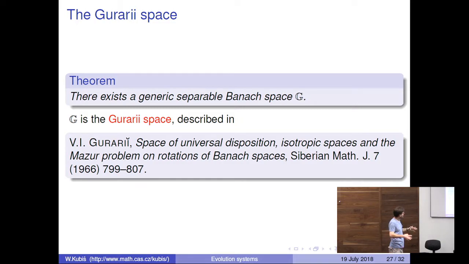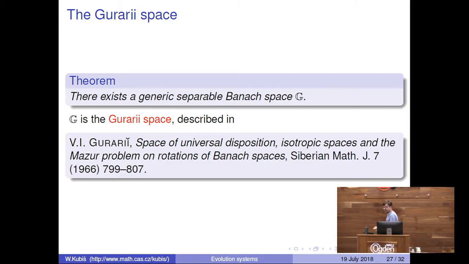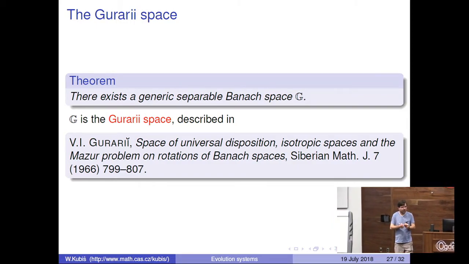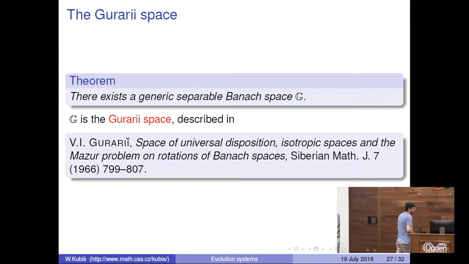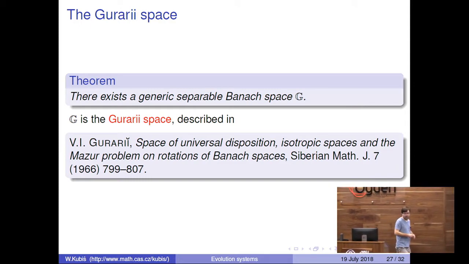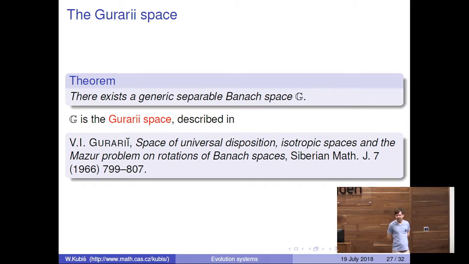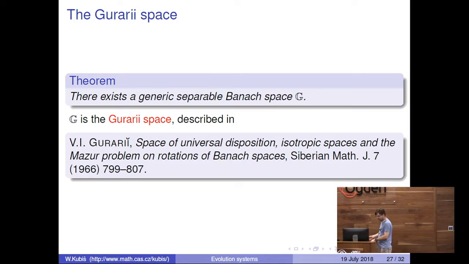It asks, okay, you have a separable Banach space with the property that for every two vectors on the unit sphere, there is a rotation, a linear isometry, moving one to the other. And is it necessarily isometric even to the Hilbert space? Because there are no other examples. So, as you may guess, Gurari did not solve the problem, but his space has this property approximately. With epsilon errors, you can do it.